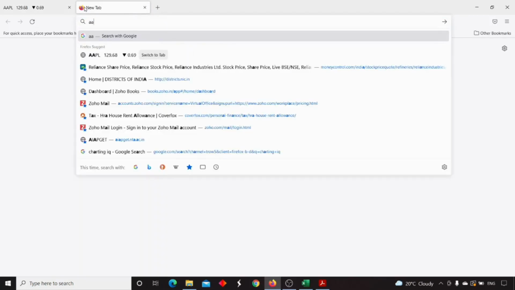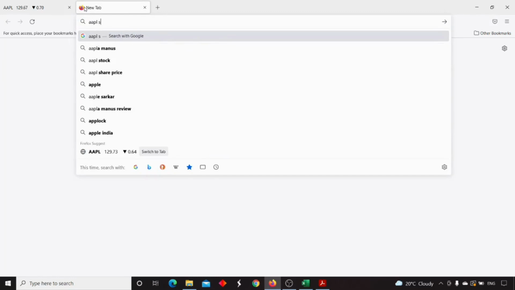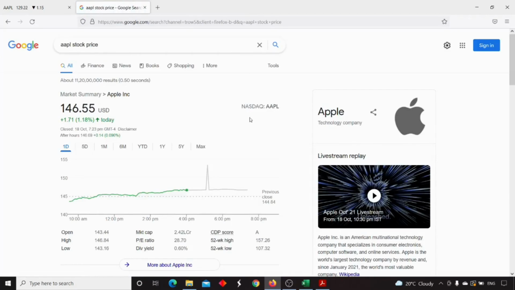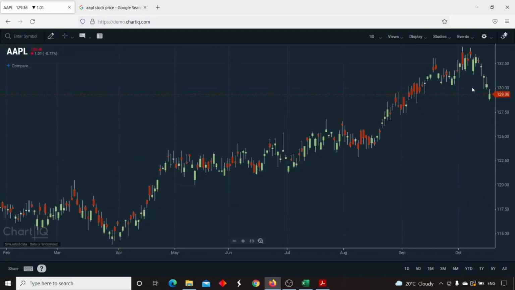AAPL is nothing but Apple Incorporation. AAPL is basically the code of Apple Incorporation in Nasdaq. So the current price shown in the search engine is 146.55 USD. But of course, there is a lag in the live price and what search engines give us. So always follow the live price. So this is basically an example of a chart, as I said, where you can see several candlesticks.